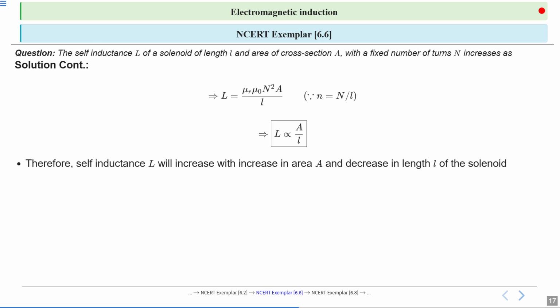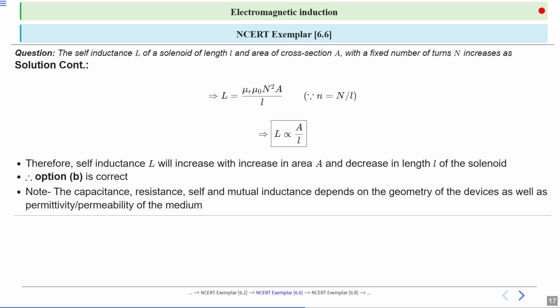Okay, so you have to convert or modify the formula according to the question. So what is given in the question? If there was a fixed number of turns per unit length, small n, then self-inductance would be directly proportional to A L. But in the question it is written fixed number of turns only, capital N. So you have to convert the formula in terms of capital N, then you can apply the proportionality. So option B is correct.